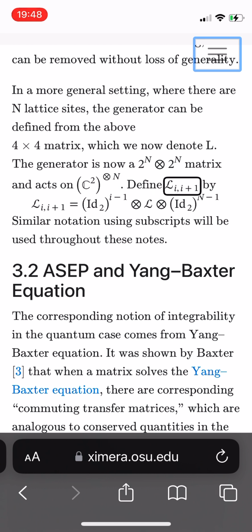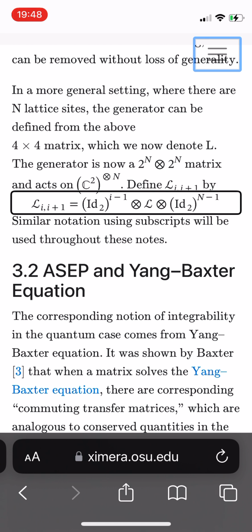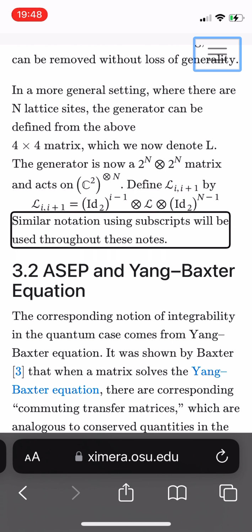Define L subscript i plus 1 by L subscript i plus 1 equals I subscript 2 superscript i minus 1 tensor L tensor I subscript 2 superscript n minus 1. Similar notation using subscripts will be used throughout these notes.